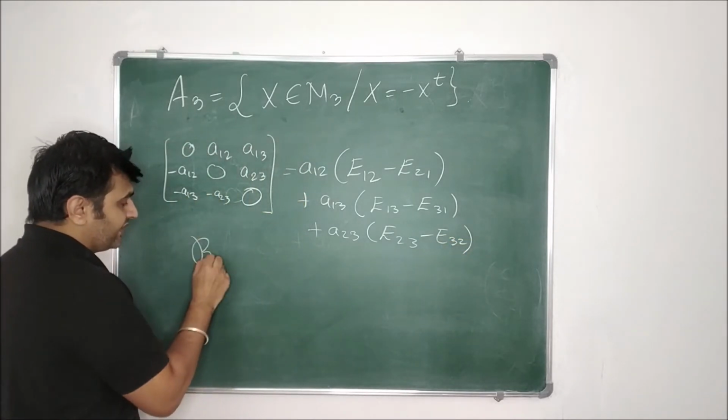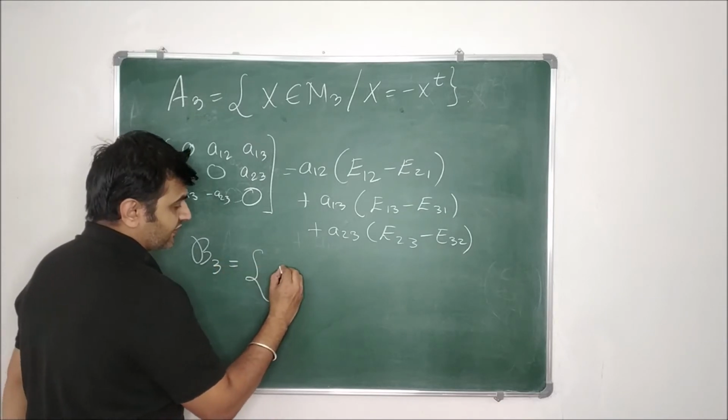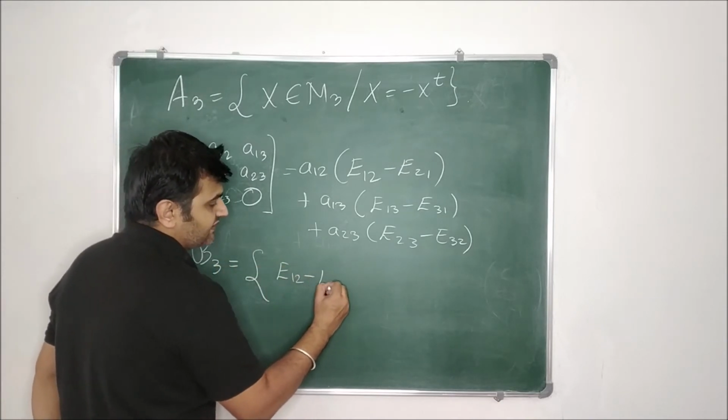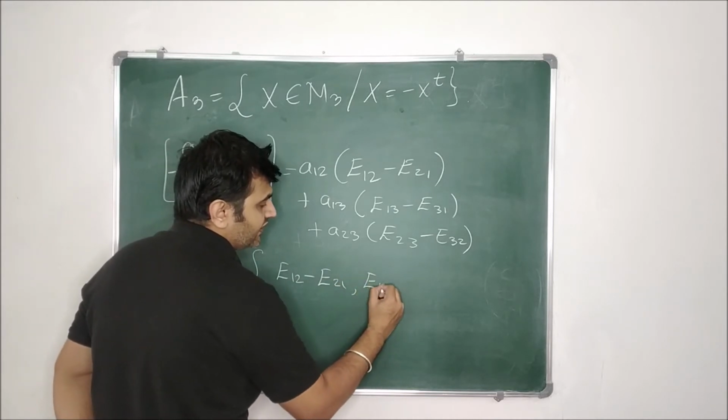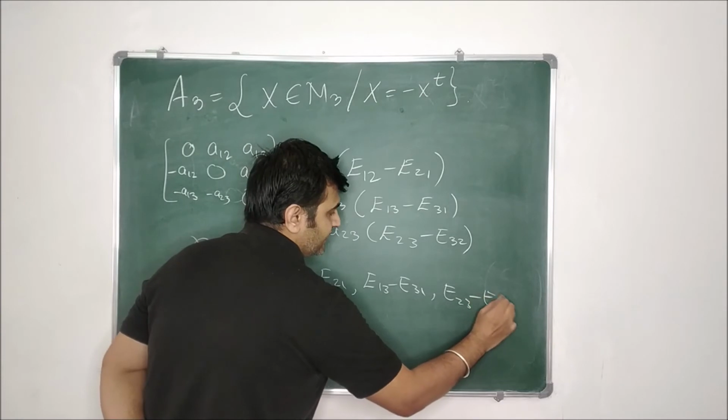So if I call my B3 this collection of vectors E12 minus E21, E13 minus E31, E23 minus E32.